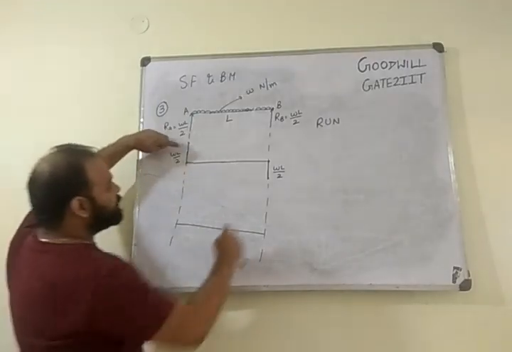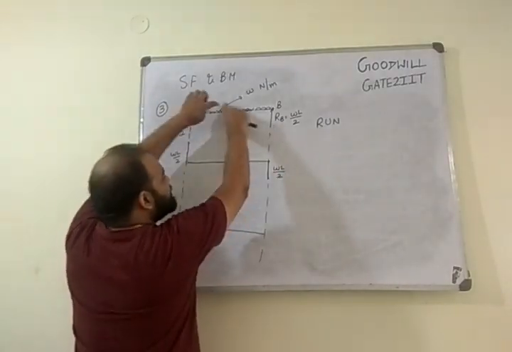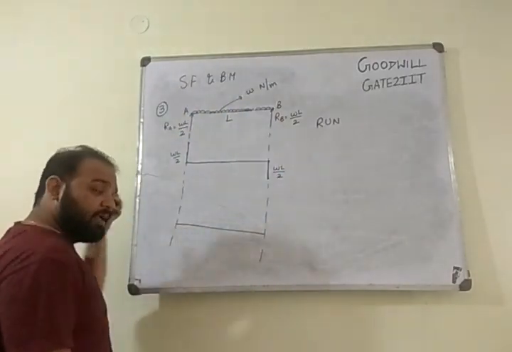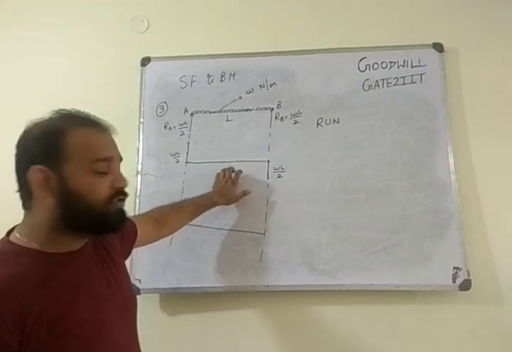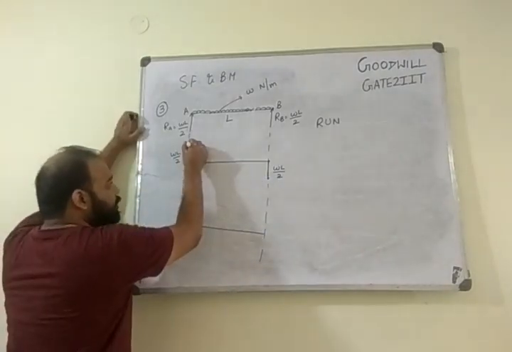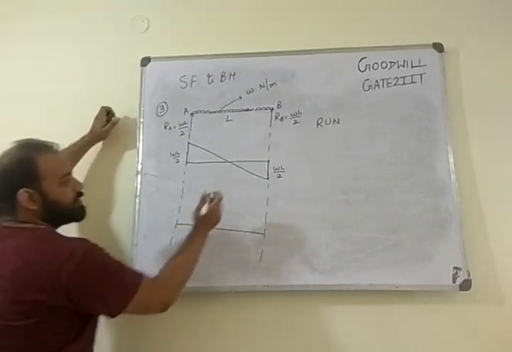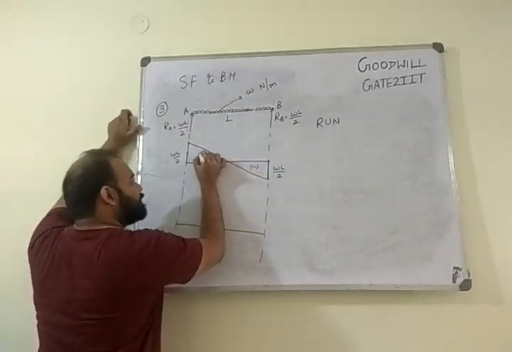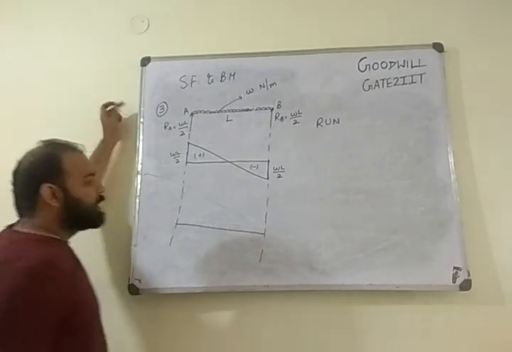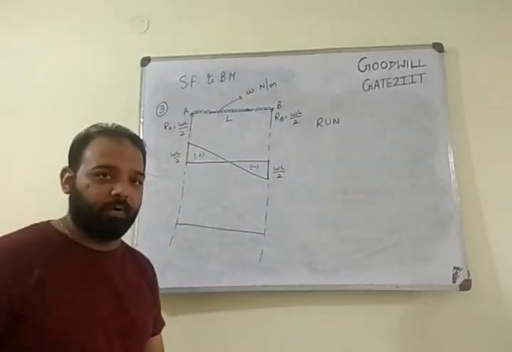Now once you have this, you need to join these things. Now because it is UDL, right? UDL means linear variations in shear force diagram. So you just need to draw this with a linear line. This becomes the shear force diagram for a simply supported beam with a UDL load.